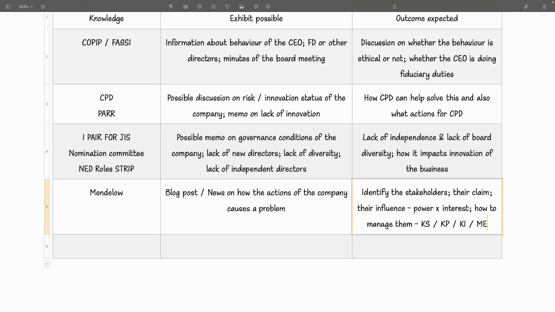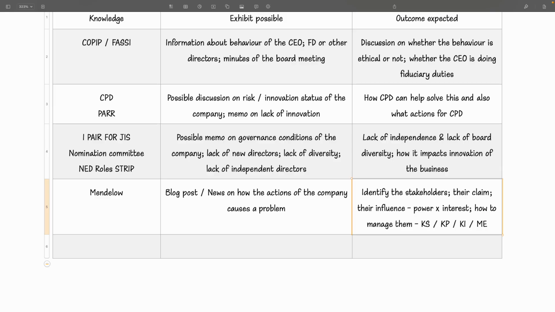Right, you do need to know how to manage your stakeholders. Are we okay in this part? So you do have to identify their power and their interests, who they are, what's their claim, based on the blog post and what is informed here. Of course, you can already identify who the stakeholders involved in the business are, but you need to be careful when you do this identification.